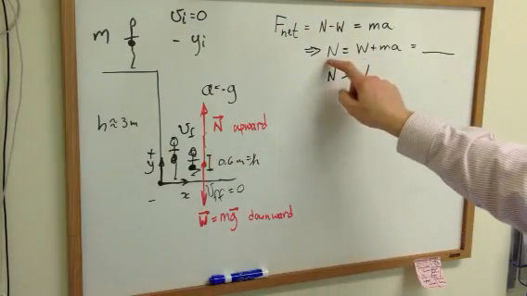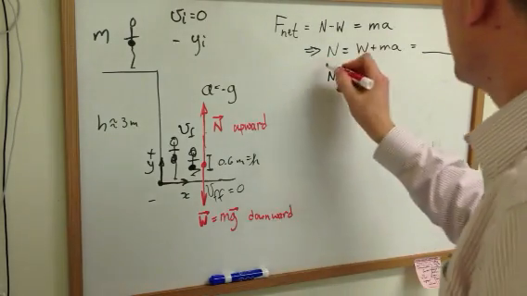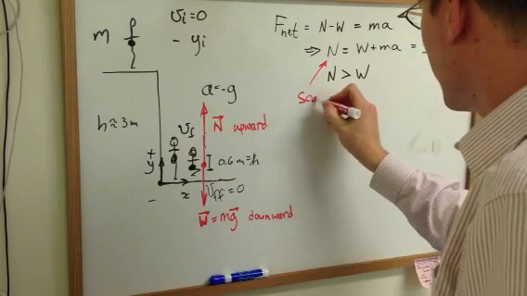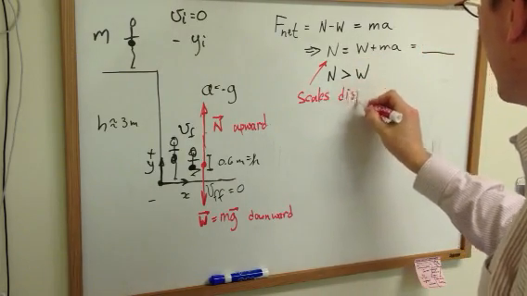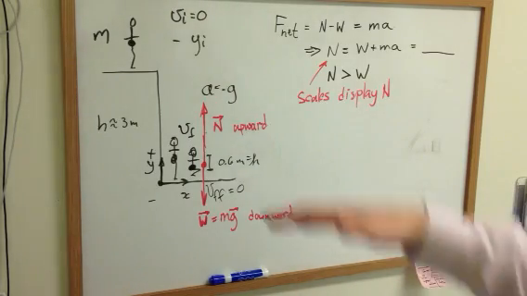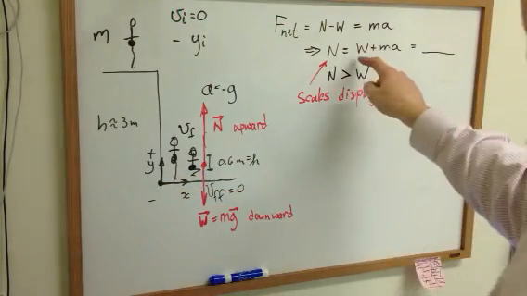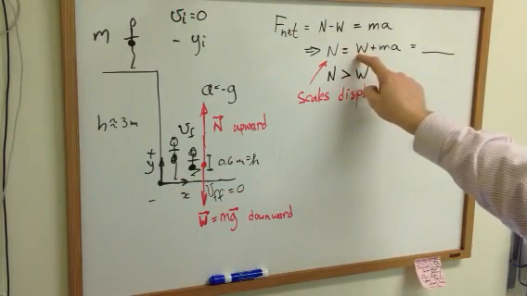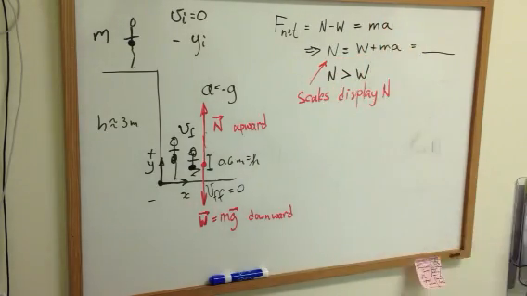And N, which is what the scale would read, I'm just going to put a little note for people. Scales that you stand on display N. They don't actually know what your real weight is. If you're standing on a scale, the scale doesn't know if someone else has their hand on your shoulder pushing you down. They don't directly calculate weight. Scales display N, the pushback from the scale on you.